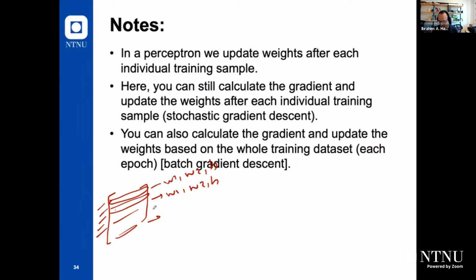When we train our model example by example, we call it stochastic gradient descent, or online learning. You can also calculate the gradient and update the weights based on the whole training data, and in this case we call it batch gradient descent. We calculate the gradient for each example, and at the end we calculate the mean gradient. We use this gradient for adjusting omega 1, omega 2, and B only one time for each epoch.